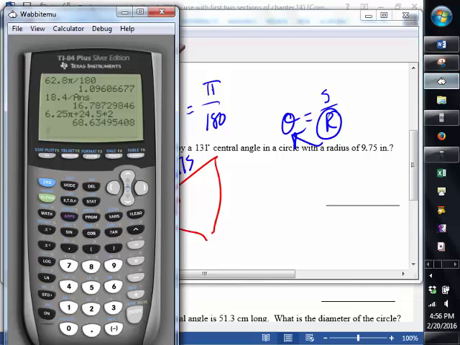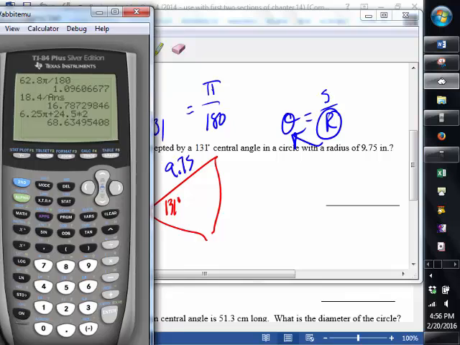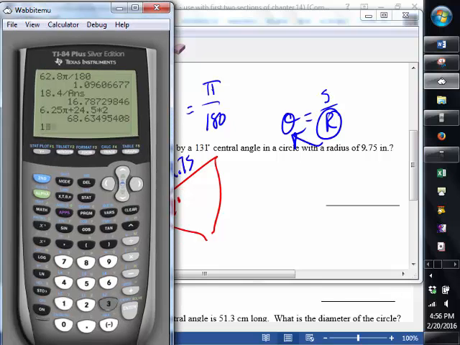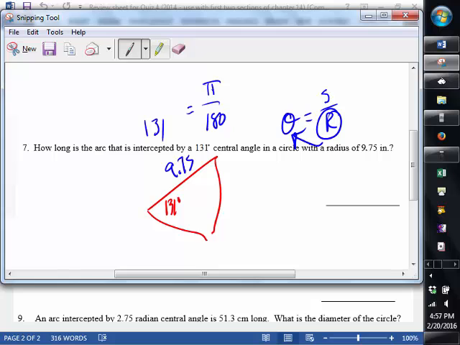So on our calculator, we'll take 131 pi divided by 180, and then multiply that by the radius, and we get 22.3 inches. Next one.